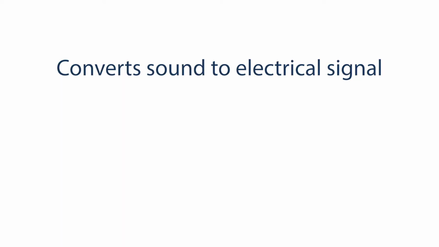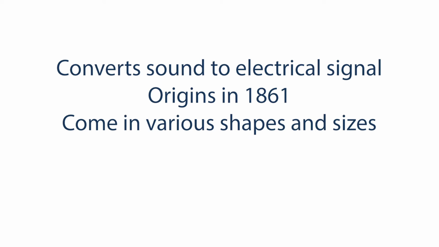Let us begin by asking, what is a microphone? A microphone is a device that simply converts sound into an electrical signal. Microphones can be traced back all the way to 1861 and come in various shapes and sizes. Microphones are also used for various applications, and there's a huge range of brands for microphones. That is it for what is a microphone.